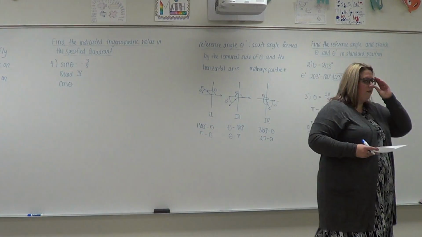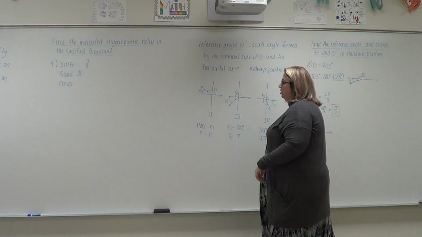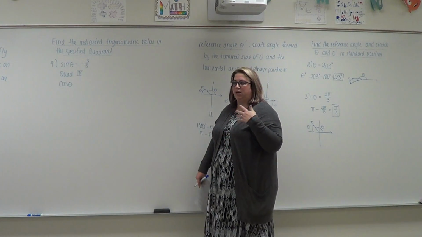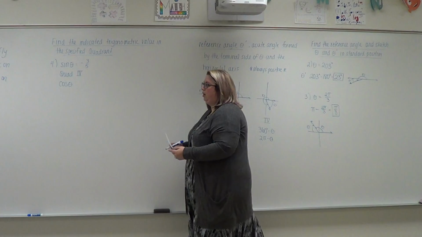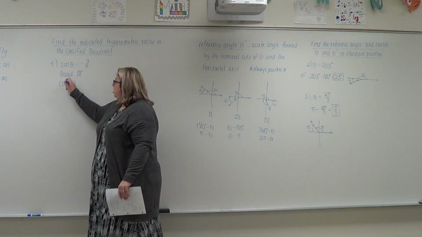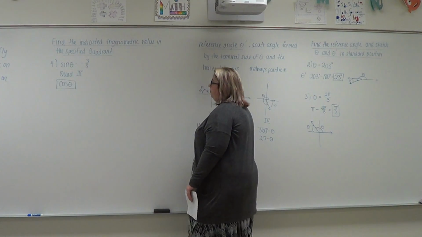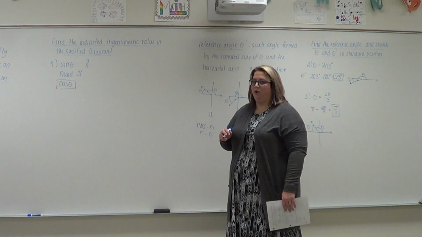Okay, so in this part we're going to find the indicated trig value in the specified quadrant. So you're going to be given a trig value: sine, cosine, tangent, cosecant, secant, or cotangent. Then you're going to be given the quadrant, and then you're going to be given what you're going to find. So in this one we're trying to find cosine. Okay? Now, everything's dealing with things that are non-unit circles, so you're thinking x, y, and r.